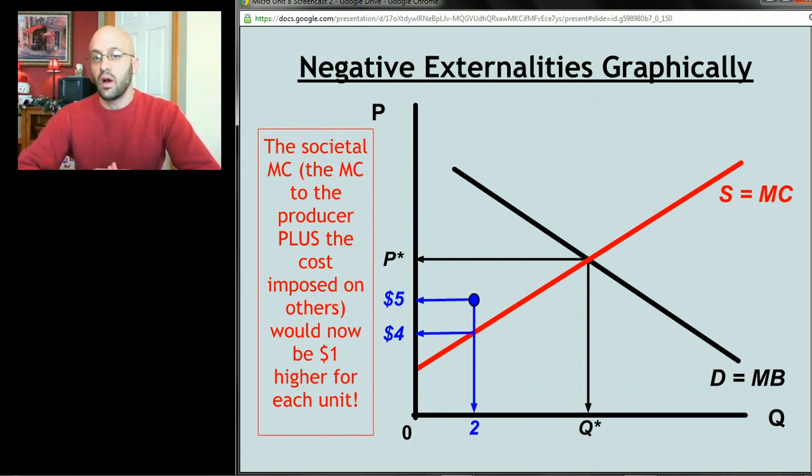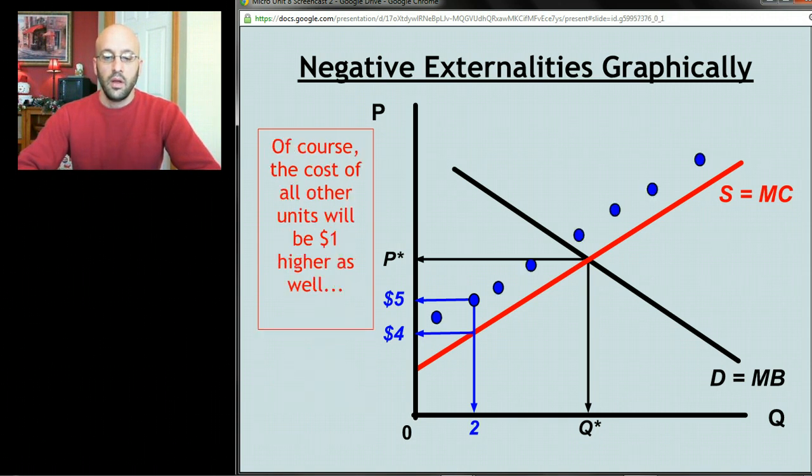The societal marginal cost of that second pack of cigarettes wouldn't be just the $4 to produce the cigarettes. It would now be the $4 to produce the cigarettes plus the $1 worth of health costs that we're imposing onto others in the form of worse health outcomes. And of course, the cost of every other unit is also going to be $1 higher.